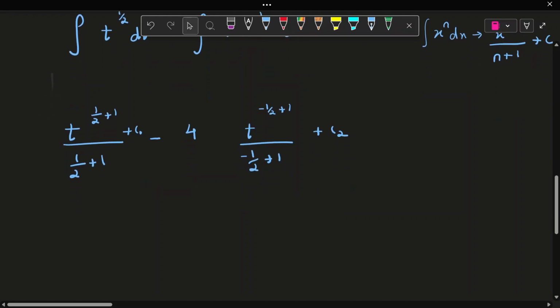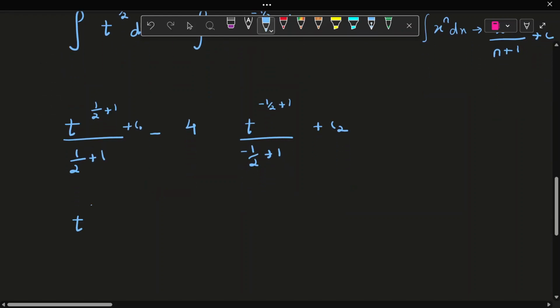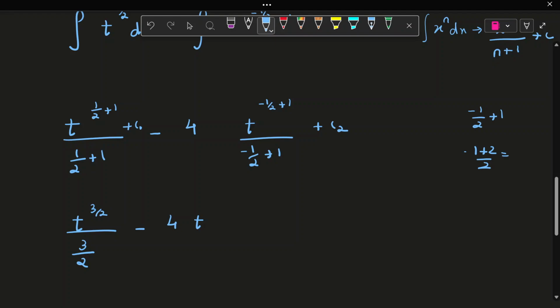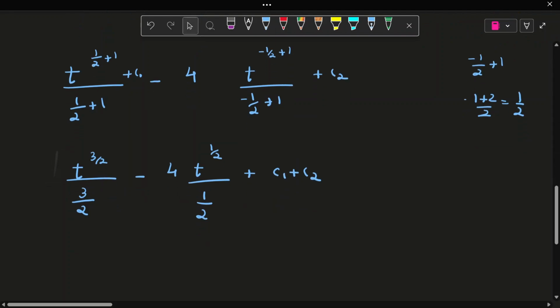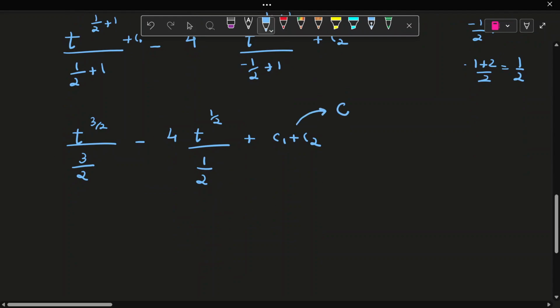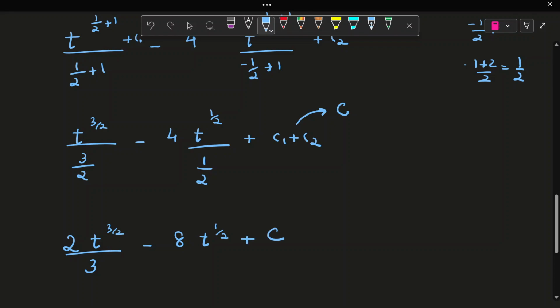This is another integrating constant, so it would look like t to the power of 3 by 2 over 3 by 2, minus 4 times t to the power of negative 1 by 2 plus 1, which would be negative 1 plus 2 over 2, which is 1 over 2. So it would be t to the power of 1 over 2 upon 1 over 2, plus c1 plus c2. c1 plus c2 can be written as one entire integrating constant, which would be any constant. So its answer would be 2 t to the power of 3 by 2 over 3 minus 8 t to the power of 1 by 2 plus c.